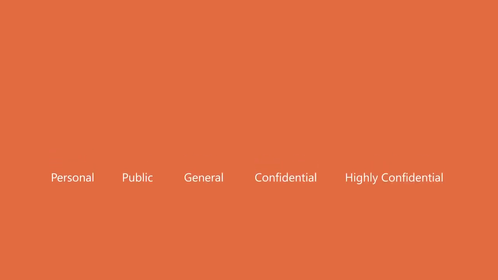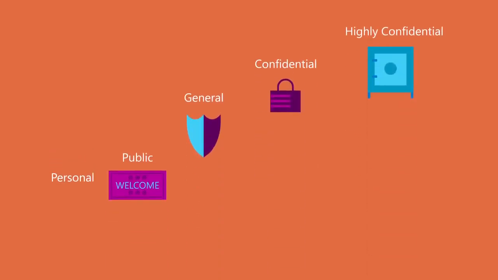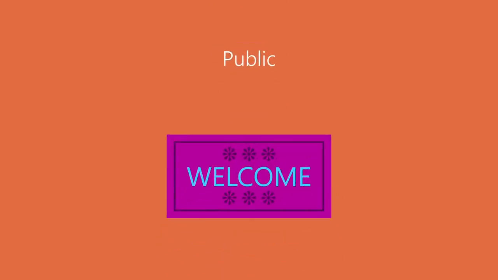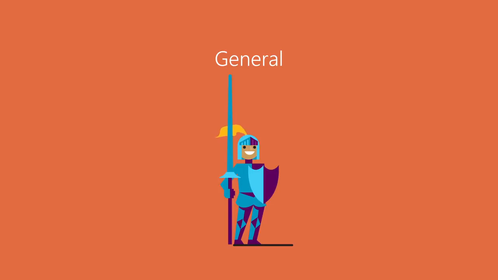5 classifications define the level of protection applied to emails and content. Personal is used for personal use only and only contains non-business data. Public is used for business data specifically prepared and approved for public consumption. General is used for business data not intended for public consumption, but can be shared with external partners as required.